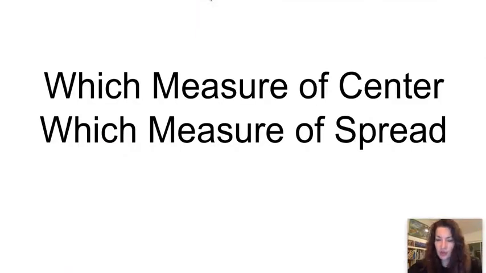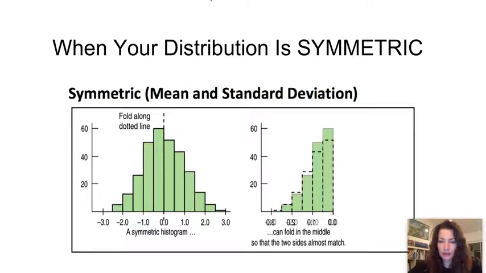Hi, in this video I'm going to talk about which measure of center you should use and which measure of spread. So let's look at the first example. If your distribution is symmetric, so if you look at the histogram on the left, and if you would draw an imaginary line somewhere in the middle, if you folded both together, then the left and right would slightly match up. Now, they don't have to perfectly line up to match on both sides. So we would say that is approximately symmetric.